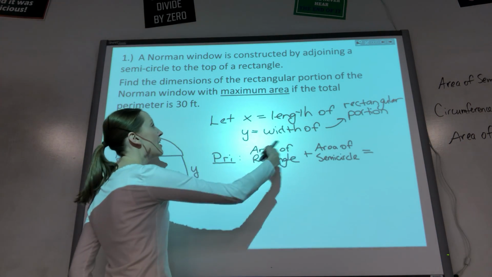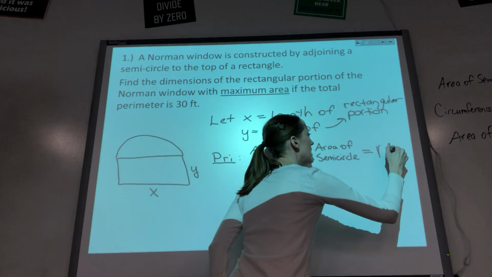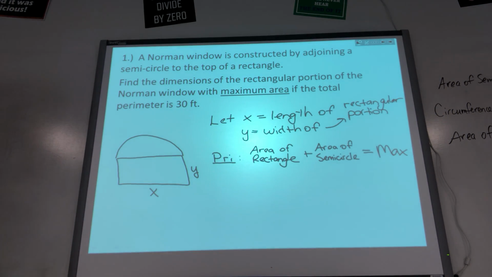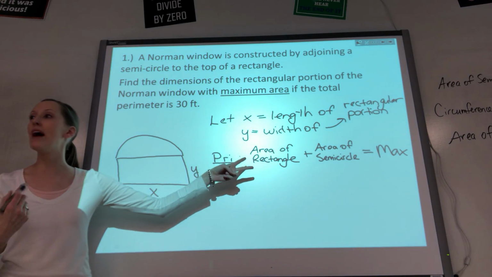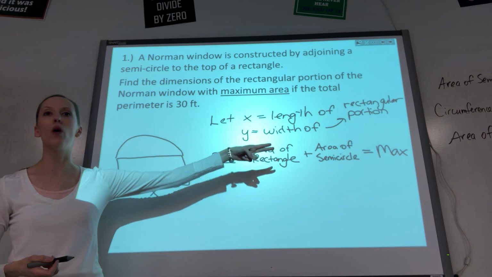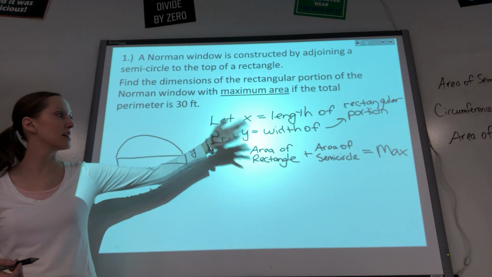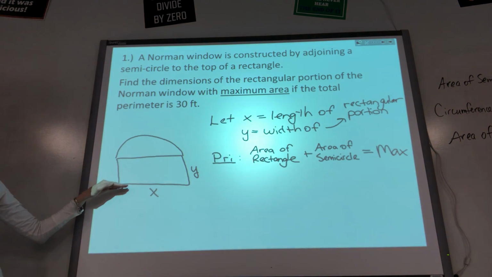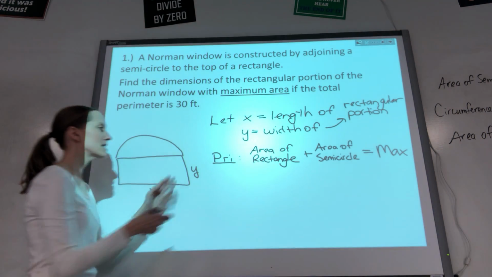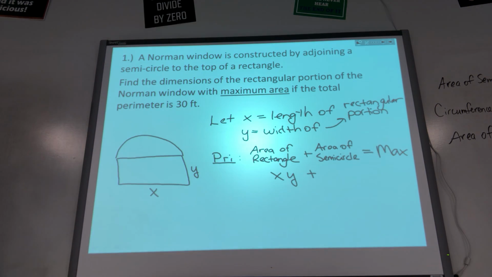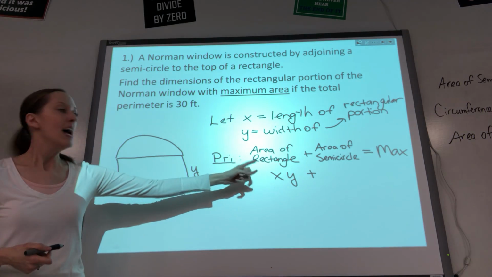Now, we need that area to be a maximum. So I know I'm going to set it equal to a max. All right, so let's start to fill in what we know. Area of a rectangle. We just talked about that. Area of a rectangle is length times width. So I'm going to put x times y for the area of the rectangle.